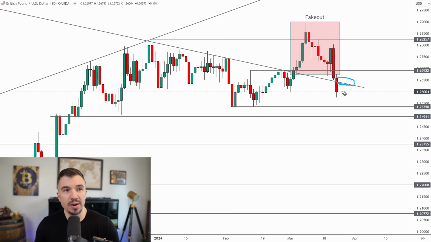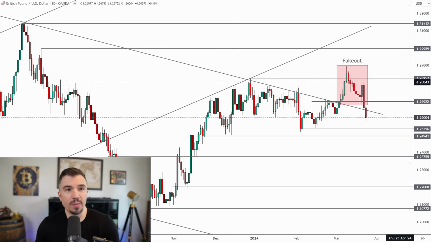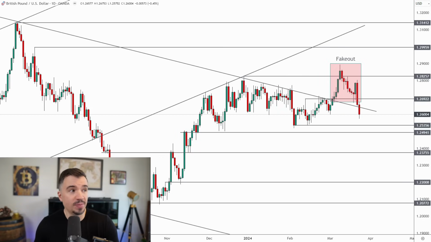So this level right up here is now flipped to resistance. Now it could be a little bit higher, but as long as the pound stays below this on a daily closing basis, then I am bearish here. I'm also still short from this last week, which I mentioned in the VIP group. So I will be looking to add to that position, full disclosure, if we get a retest up here in this area.